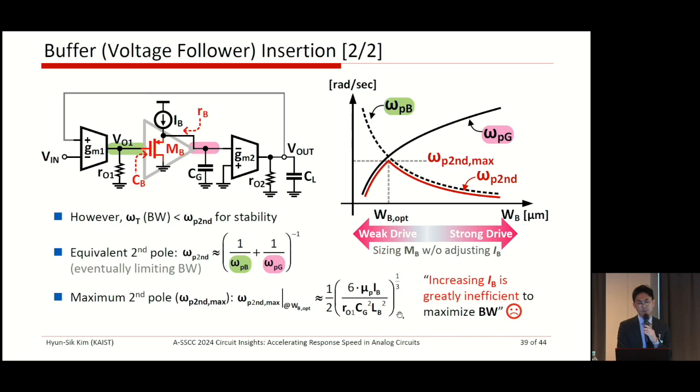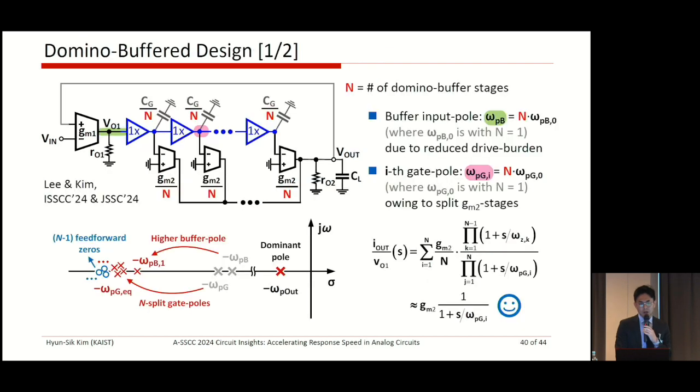Still, you can see that the second pole scales with the cube root of IB, a square-cube relationship. So this is a highly power-inefficient way. Okay, so this is another design to break through this limitation. This is the domino buffered design.